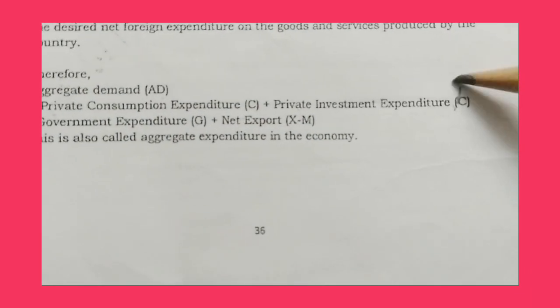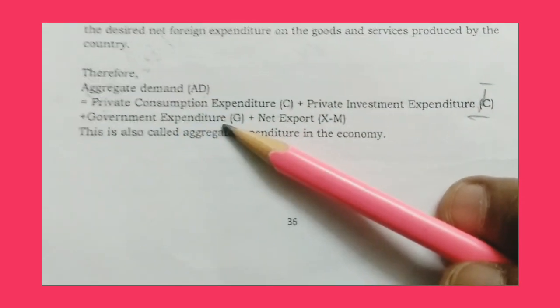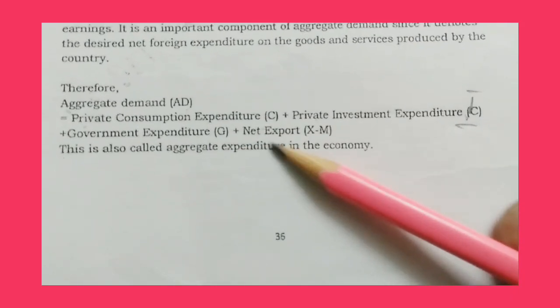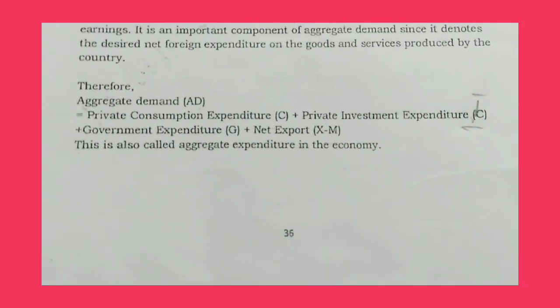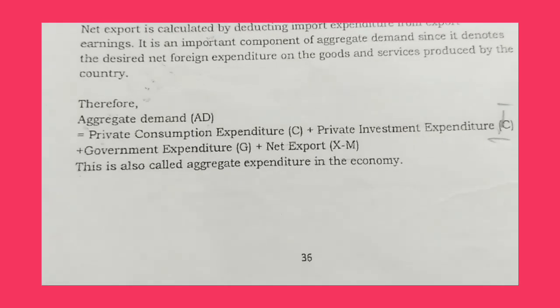Here I, C plus I plus government expenditure G plus net export X minus M. This is also called aggregate expenditure in the economy.